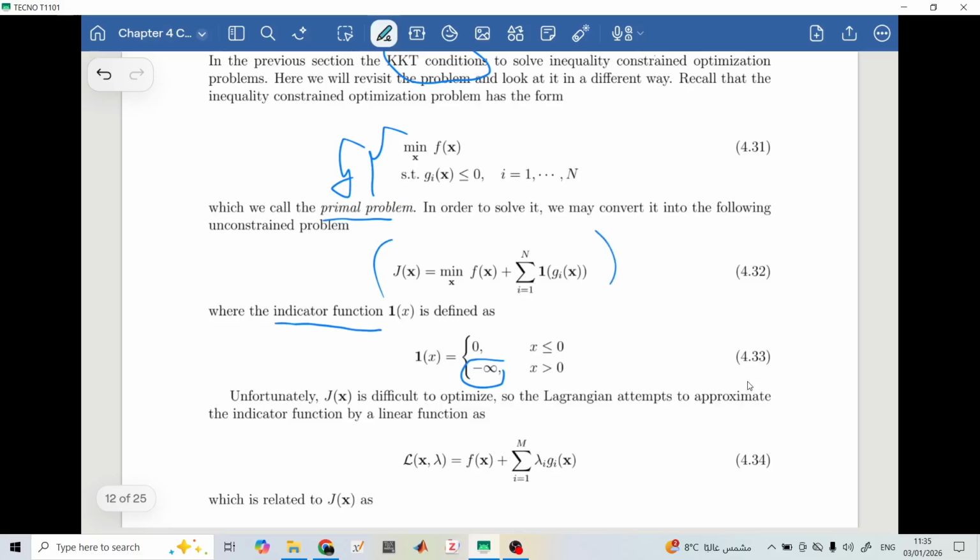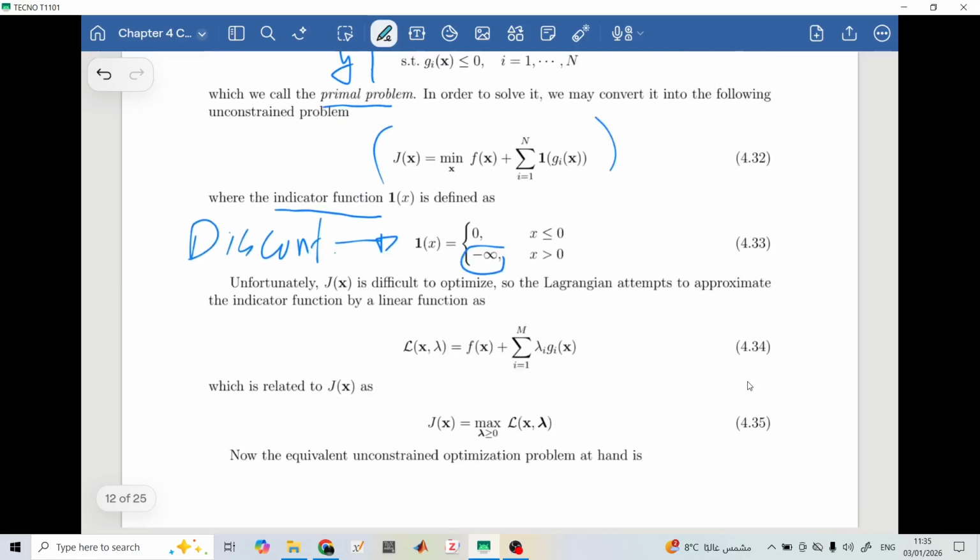Okay, so this is how the inequality constraint function is formulated into an unconstrained optimization problem. Okay, but the main problem in this indicator function is that it is not differentiable, right? You cannot differentiate this function because it is discontinuous. So this is a discontinuous function, hence we cannot differentiate it. So we need to approximate this indicator function. We approximate it by a linear function.